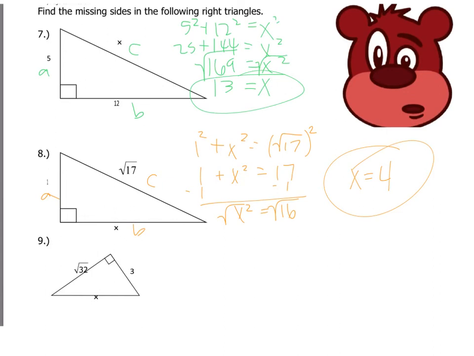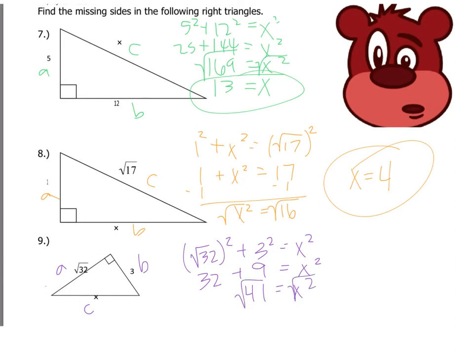And looking at number 9, this one has the triangle on its side. The longest side is still on the opposite side of the right angle. Doesn't matter which one you pick as A or B. So square root 32 squared plus 3 squared equals X squared. So 32 plus 9 equals X squared. 41 equals X squared. We're going to square root both sides. And remember when we talked about simplifying radicals? I cannot simplify the square root of 41 because 41 is a prime number. So X just equals the square root of 41.